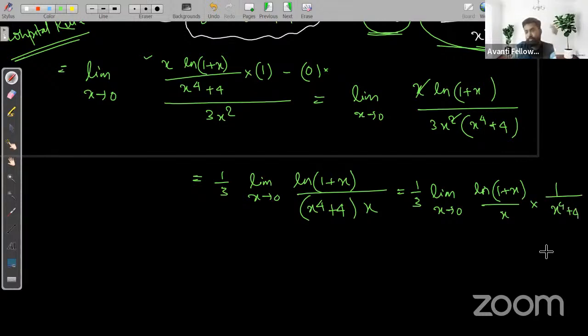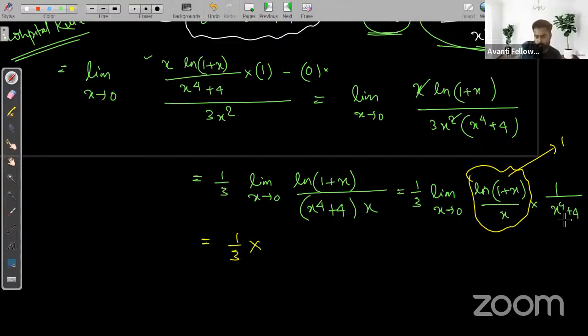Yes or no? We can write or not. All of you know this limit: ln of 1 plus x by x, when x tends to 0, gives you 1 always. So we put the limit: 1 by 3 into, here we put the limit, 1 by 4. So the correct answer is 1 by 12. So the correct option is option B. 1 by 12 is your correct answer.